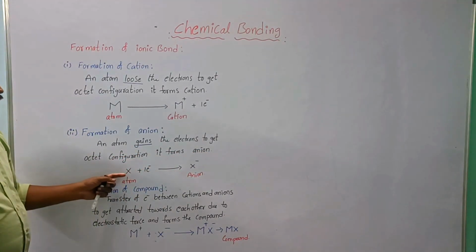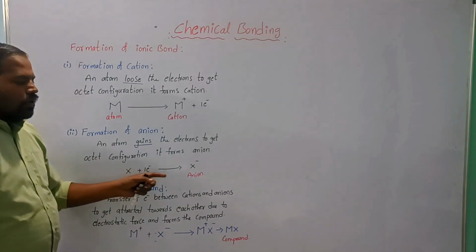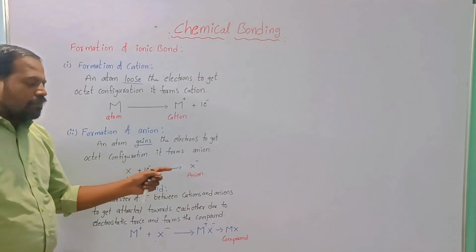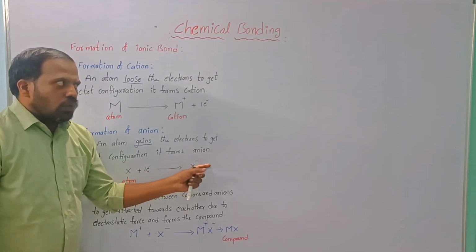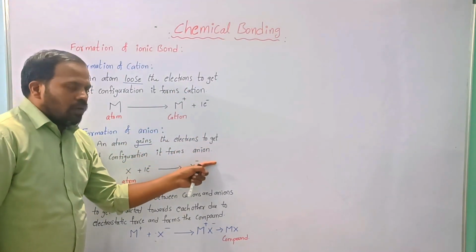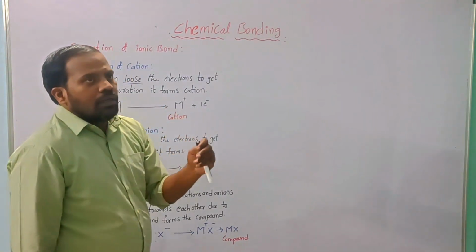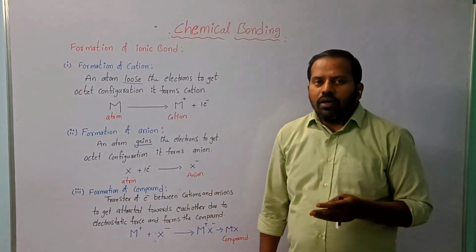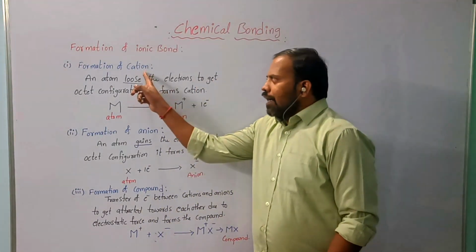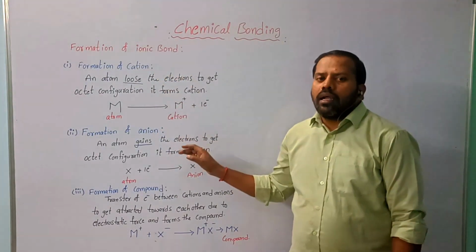So how can we represent this? X is an atom, it gains 1 electron, so we write X minus. If 2 electrons are gained, we denote it as X minus 2. So the cation is formed and the anion is formed. Already we discussed what an ionic bond is: the complete electron transfer between two elements, or the bond between a cation and an anion.